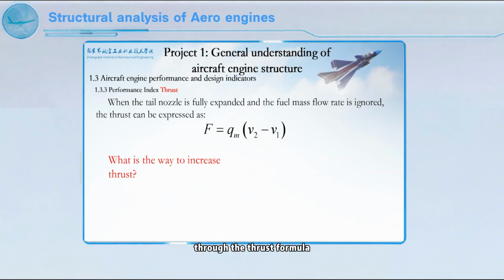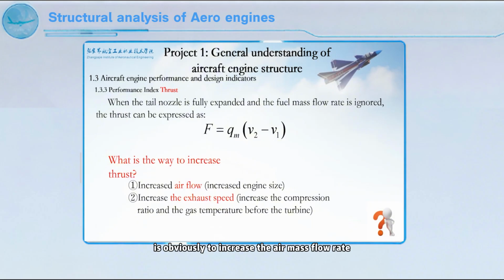Through the thrust formula, students can think about what methods there are to increase the thrust. The first method is obviously to increase the air mass flow rate flowing through the engine. To increase the air mass flow rate flowing through the engine, the size of the engine must be increased, which affects the weight of the engine.